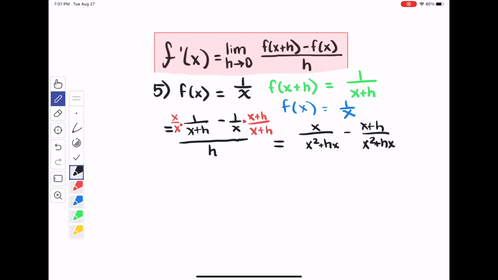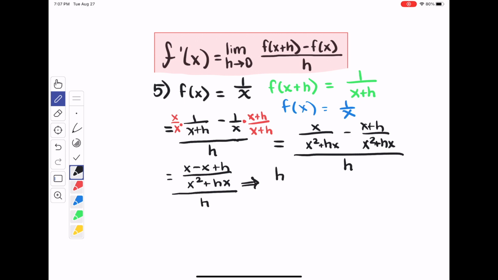So we can simply subtract the numerators. x minus x plus h over x squared plus hx, over h. In other words, that's h over x squared plus hx times 1 over h. So now we can easily see these h's can cancel out. And the most simplified version of this is going to be 1 over x squared plus hx.